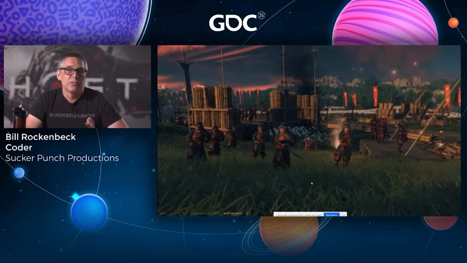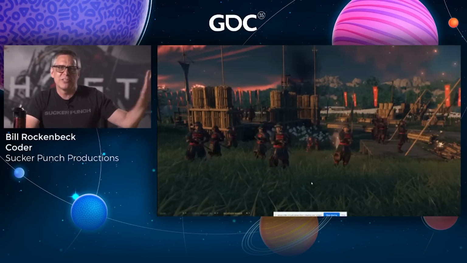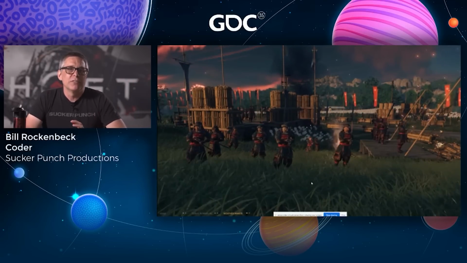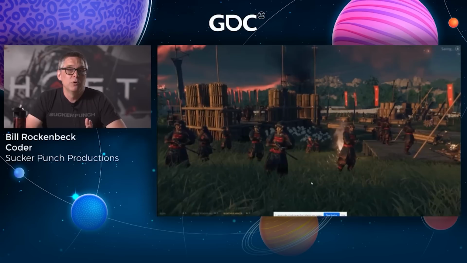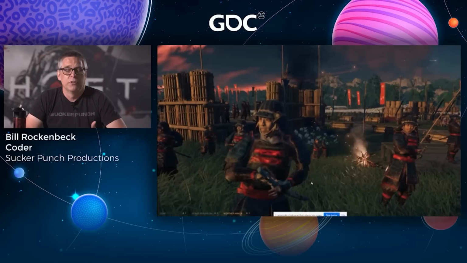Here's another example. This is the samurai's fortification seen in the background at the very beginning of the game. It's just kind of a little bit of set dressing. All of the samurai here are particles. Up close, they're a far cry from the real models, but at any distance at all, they're remarkably complex for taking basically zero CPU.